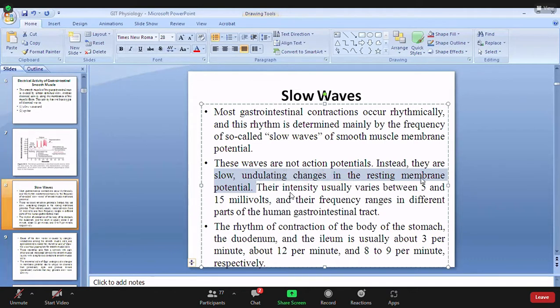And their frequency ranges in different parts of the human gastrointestinal tract. And this rhythm of contraction differs in different parts of the intestine, such as stomach, duodenum and ileum. It is respectively 3 per minute, 12 per minute, and 8 to 9 per minute. The rhythm of contraction is different in different parts of the GI tract. In stomach, it is 3 per minute. In the duodenum, it is 12 per minute, and in the ileum, it is 8 to 9 per minute, respectively.